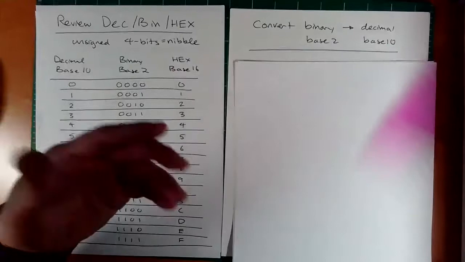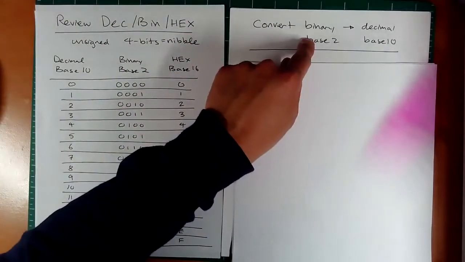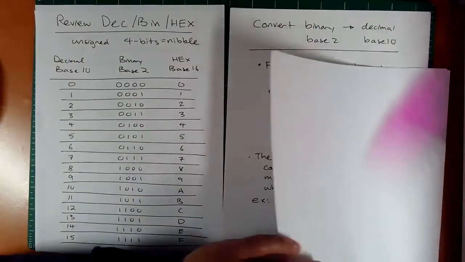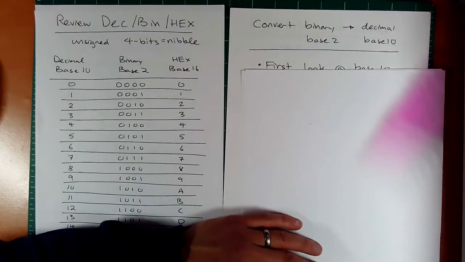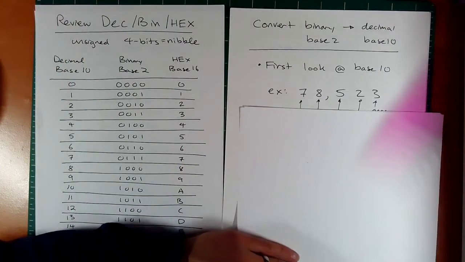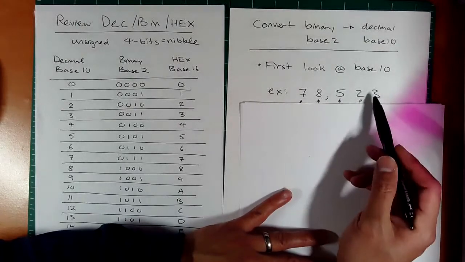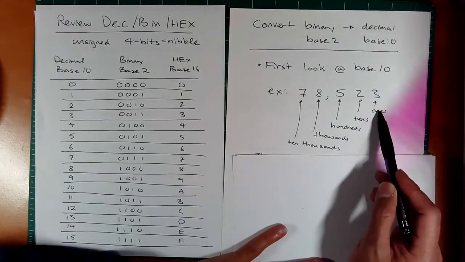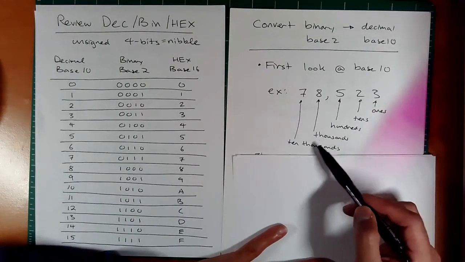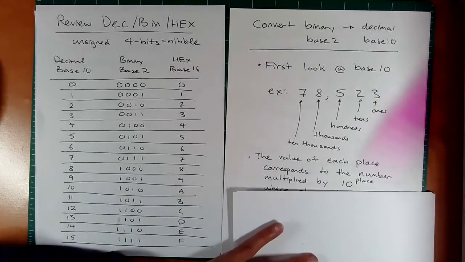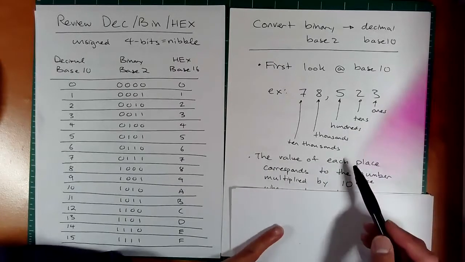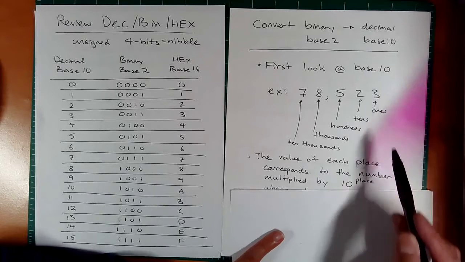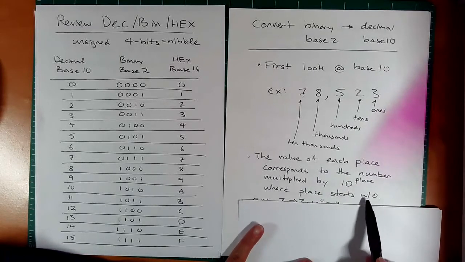Okay, so let's look at how we would convert binary to decimal, base 2 to base 10. So if you're given a binary number, how do you do that? Well, let's first look at base 10. If we have a base 10 number, 78,523, we learned from grade school, we've got the ones place, the tens place, the hundreds, thousands, 10,000s, okay? And so each value corresponds to a number multiplied by 10 to its place, where the place starts with 0.